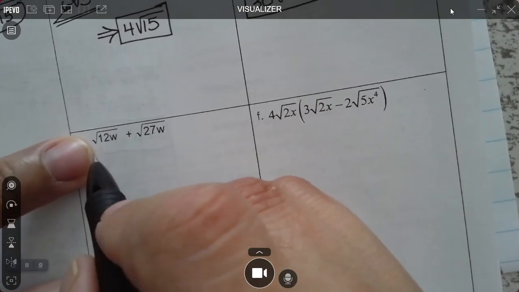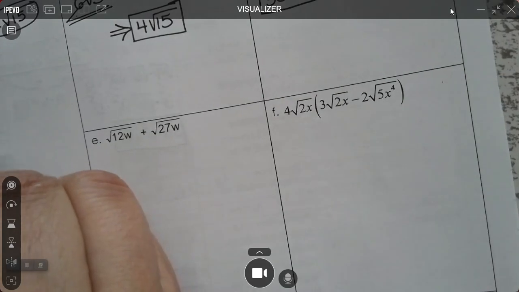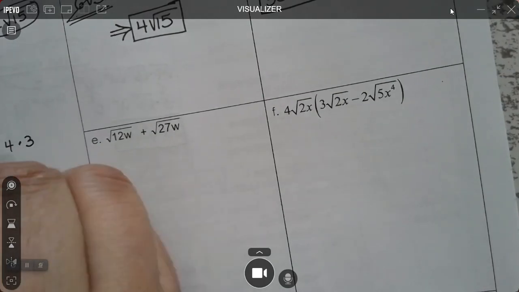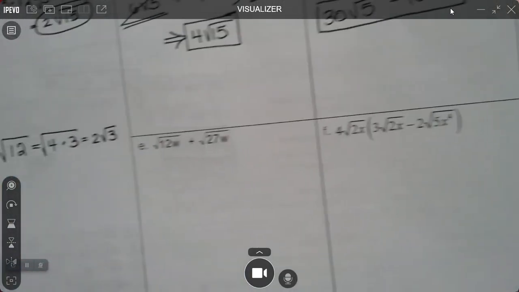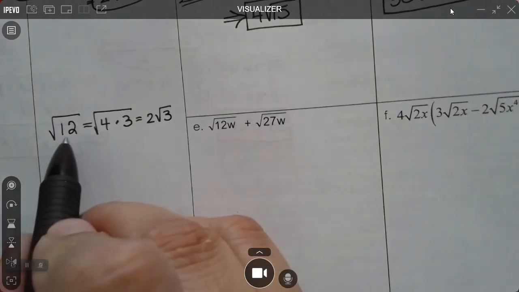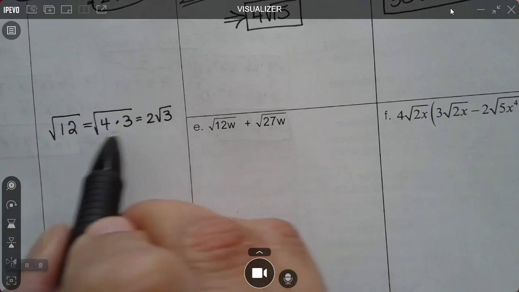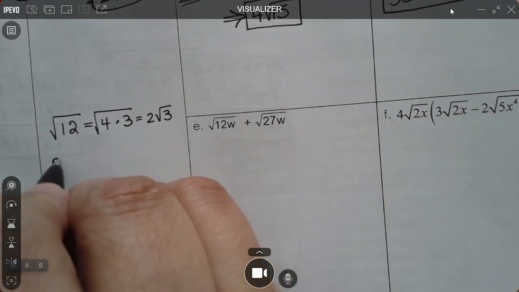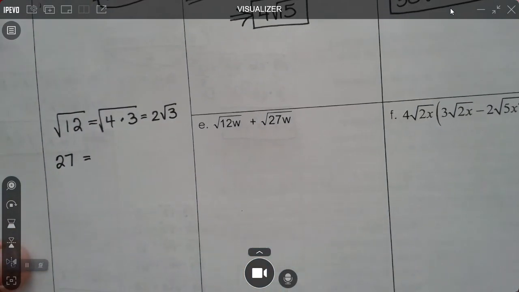Okay, 12. Is there a factor of 12 that's a perfect square? 4 times 3. Right? So if we take the square root, this becomes 2 radical 3. You see the 12 is 4 times 3, right? So then it becomes 2 radical 3 because the square root of 4 is 2. Now the 27, is there a factor of 27 that's a perfect square? I'm thinking 9. 9 times 3.